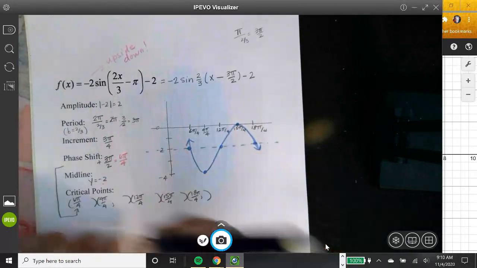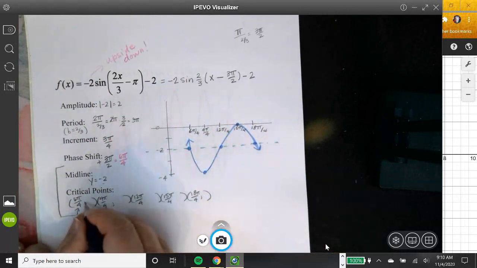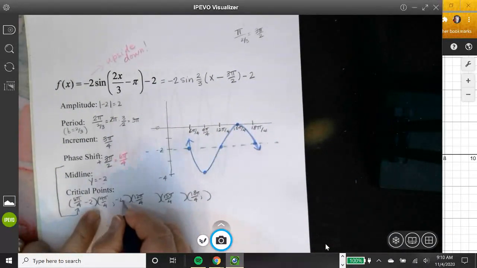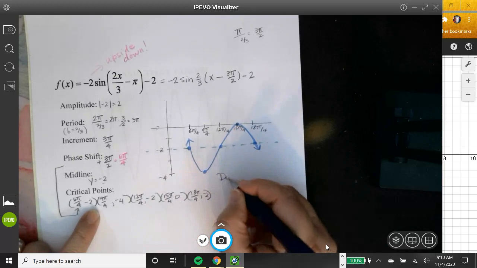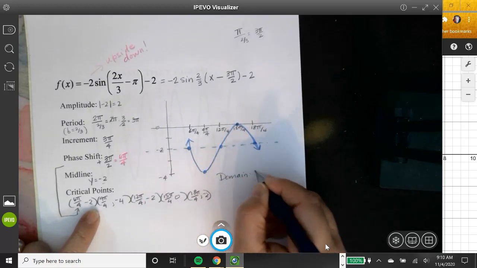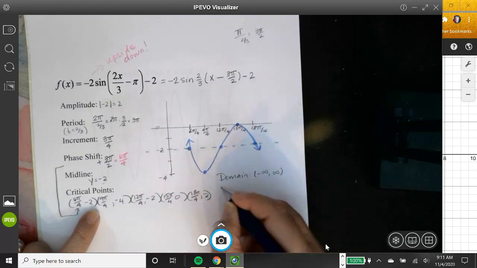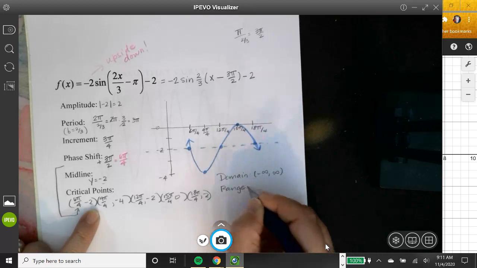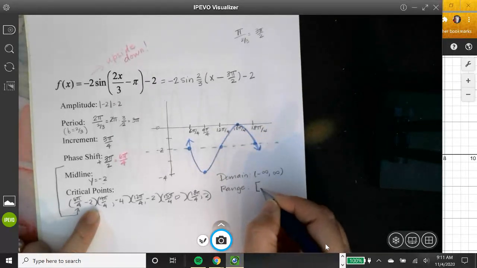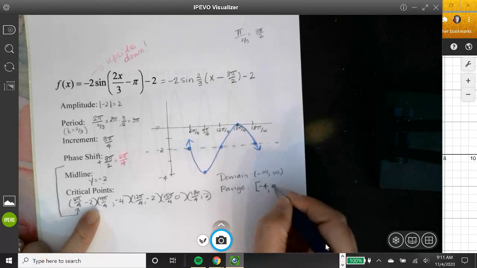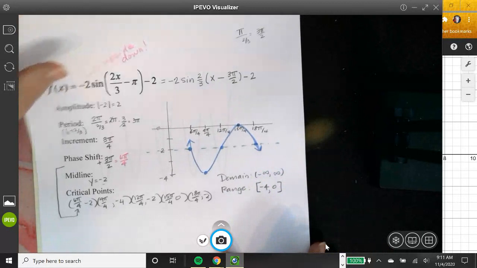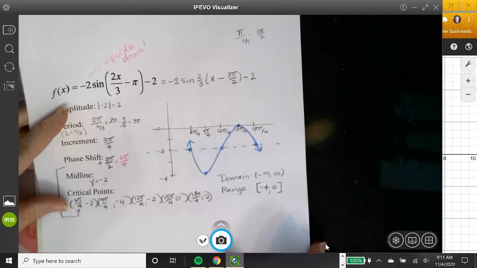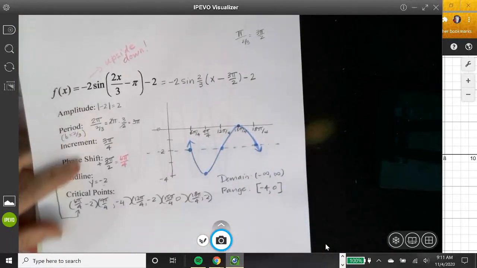Now let's pick our y values off the curve here. We get -2, -4, -2, 0, and -2. Domain: all real numbers. The range goes from -4 to 0 inclusive. And there we go. There's our curve with our challenger, the A, B, the C, and the D all affected.